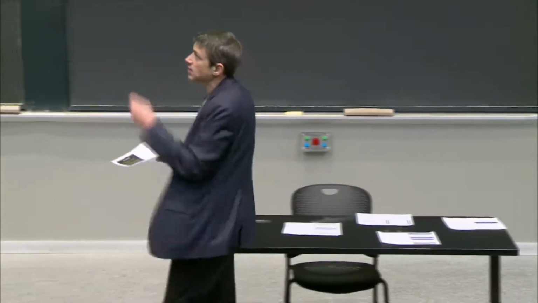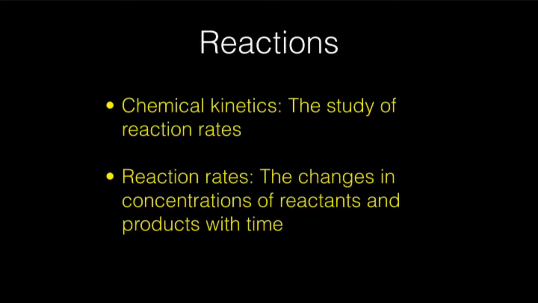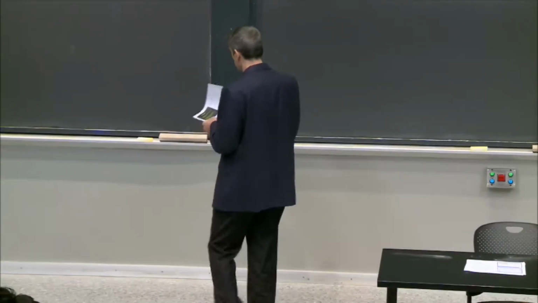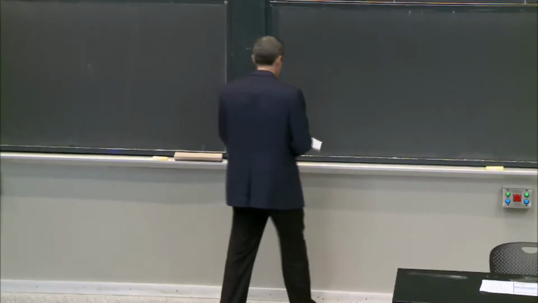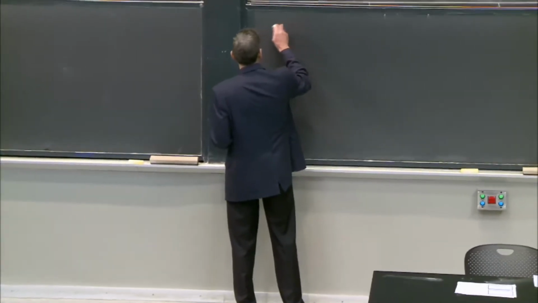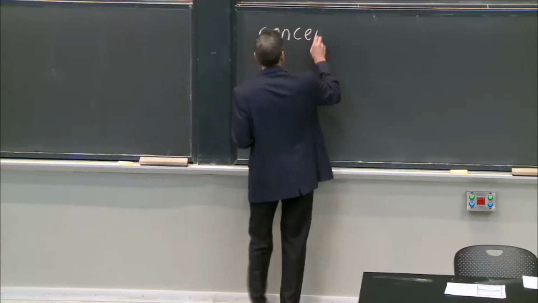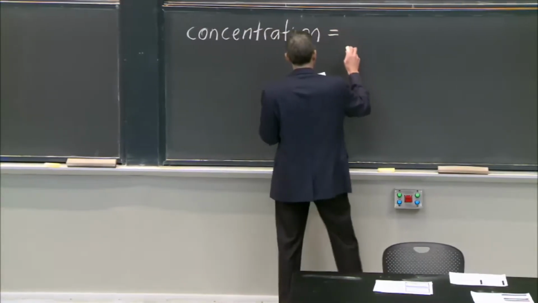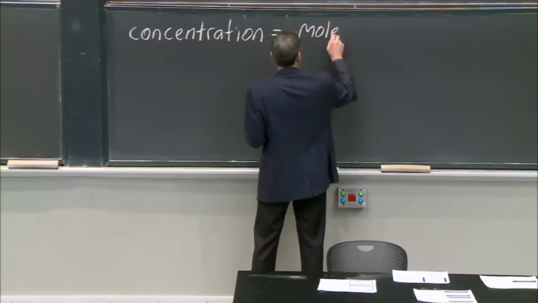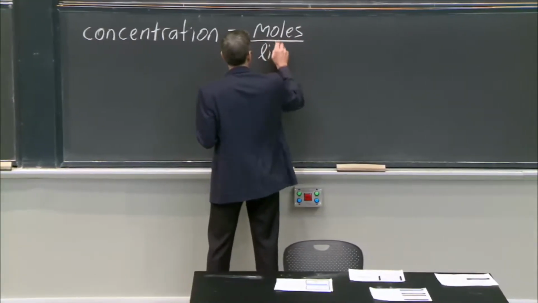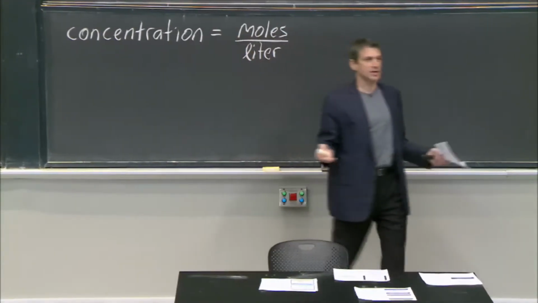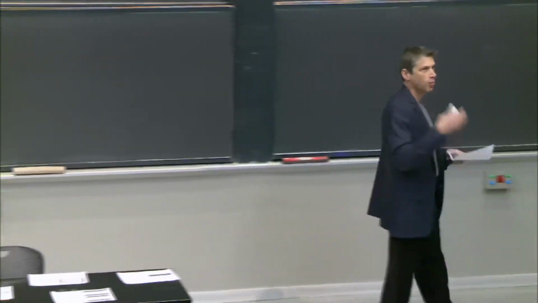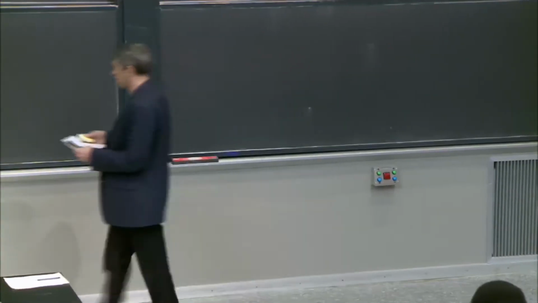And the rate in particular is the change in concentration of the reactants and products with time. There are a couple of terms that we have to know because we're going to be working with them, so I'm going to start by writing those down. The first thing is what we're going to talk about changing, which is the concentration. The concentration is equal to the moles per liter. There are lots of ways to write concentration, but this is the way we're going to write it: moles of a substance per liter.